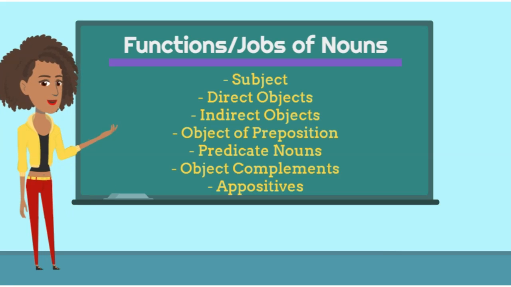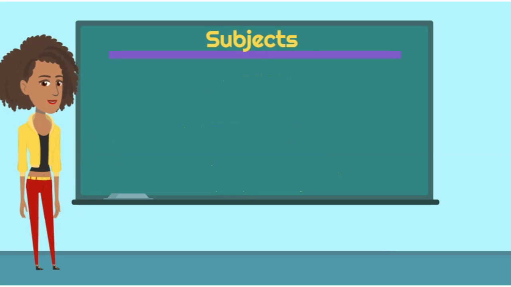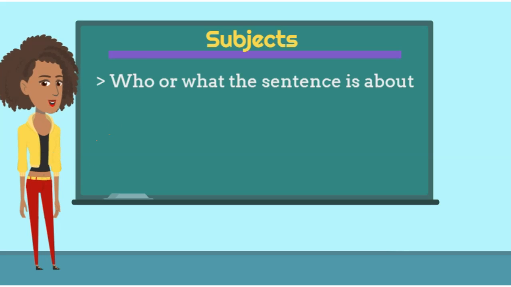The noun jobs are subject, direct objects, indirect objects, object of preposition, predicate nouns, object complements, and appositives. Let's take a closer look at each job. Subjects are nouns that tell us who or what the sentence is about.